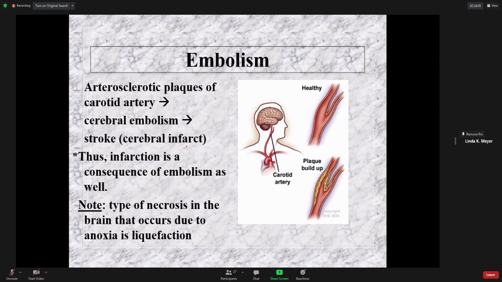So these are three consequences overall that can happen: heart attacks, pulmonary embolism, and fatty plaques in the carotid arteries traveling to the brain and blocking the blood supply to certain areas of the brain.